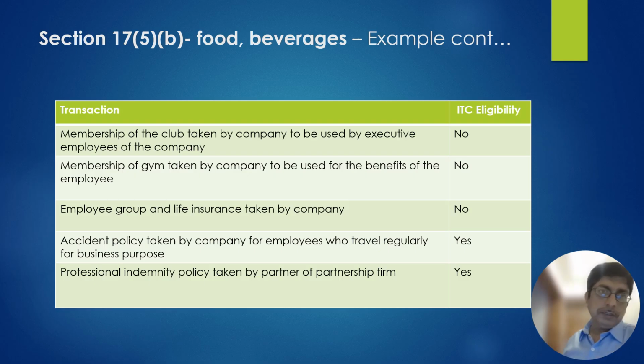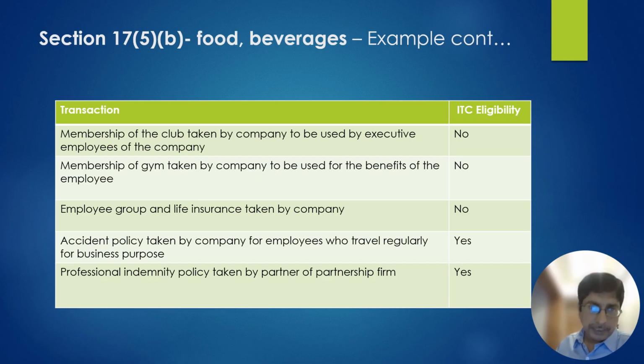Some more examples. Membership of a club, which is used exclusively by the employees of the company, GST credit is not available. Membership of the gym that is taken by the company to be used by its employees, GST credit is not available. Employee group life insurance of the company, GST credit is not available, because in all these three cases, this service is consumed by the company's employees, and the VAT chain comes to an end. Therefore, the GST credit is not available.